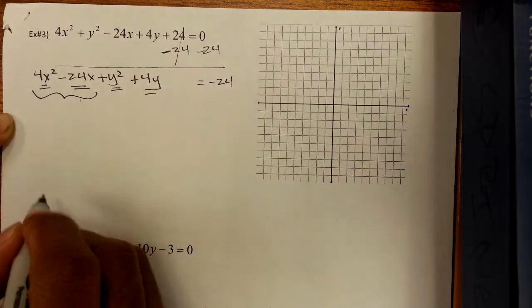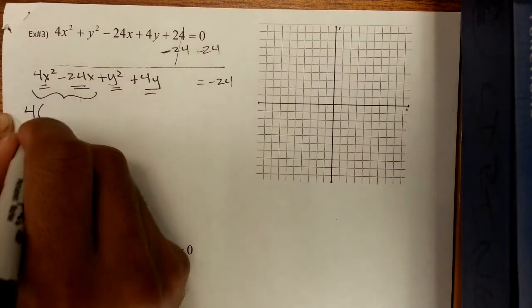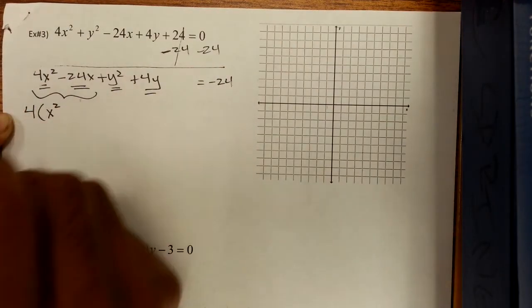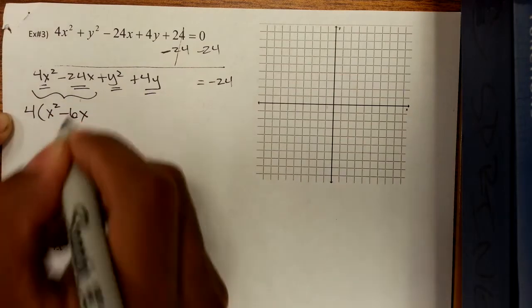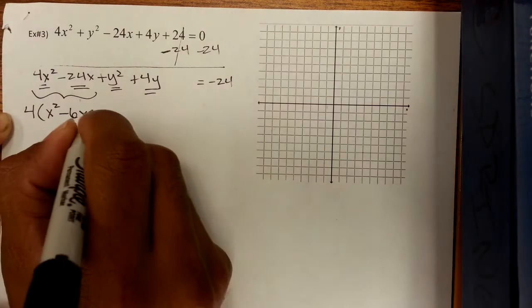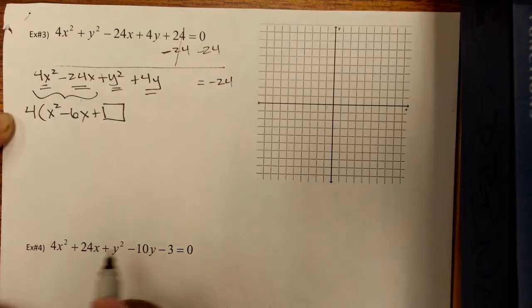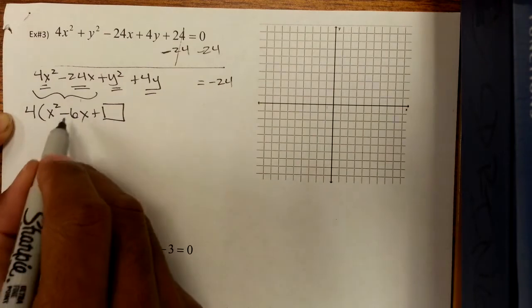So dealing with my x's first. My x's are going to become 4 because I'm going to factor out a 4. When I factor out a 4, I'm going to be left with x squared minus 6x. Now, what I'm going to do is I'm going to find a special number just for my x's. So plus, make room for that special number. Special number for my x's.